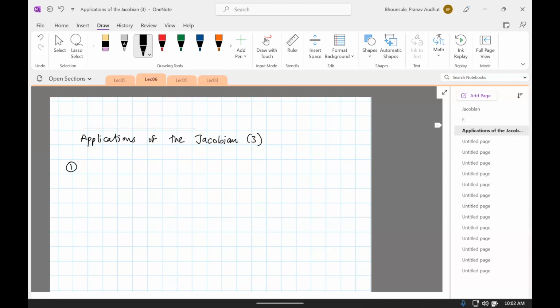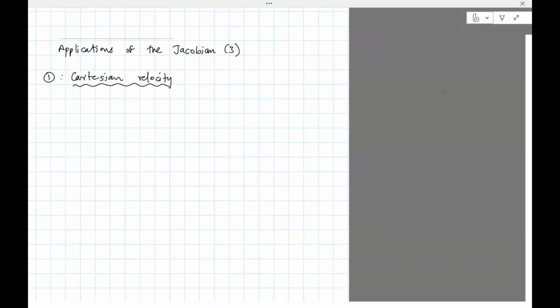So the first one is Cartesian velocity. You can actually also get the non-Cartesian or the angular velocity. Cartesian would mean the velocity in the x, y, and if you have a z, then z dot, right?